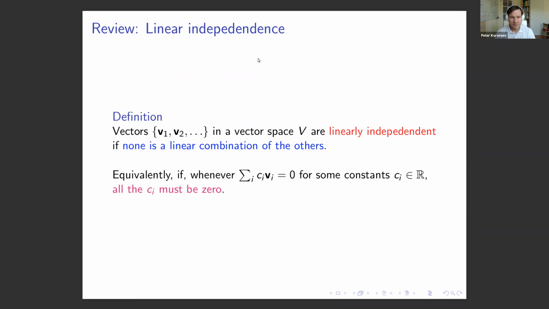So if those vectors in a space V are linearly independent, they're linearly independent if none is a linear combination of the others. Equivalently, whenever the linear combination is equal to 0 for some constants, all of those constants must be equal to 0. So the only linear combination which is equal to 0 is trivial.